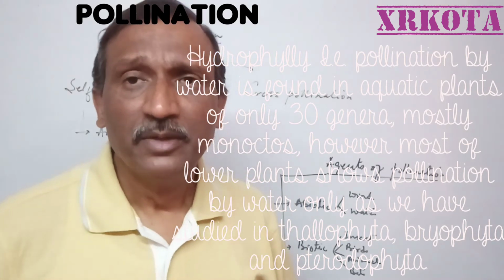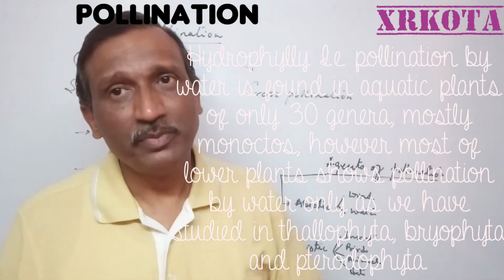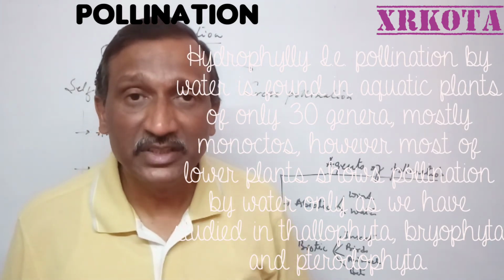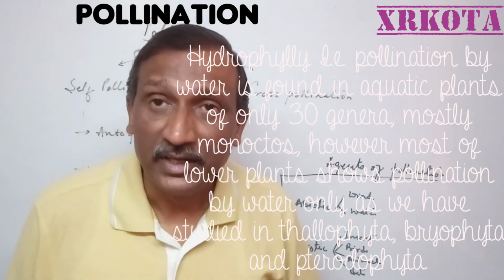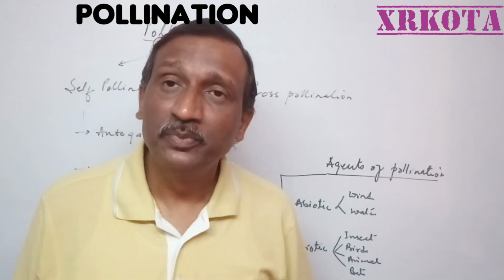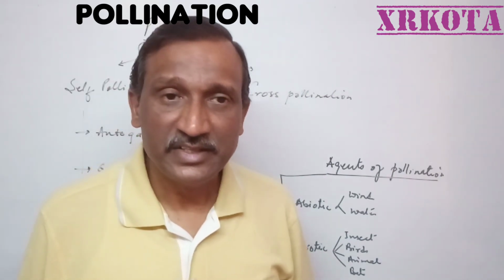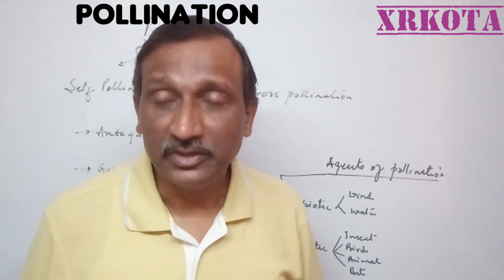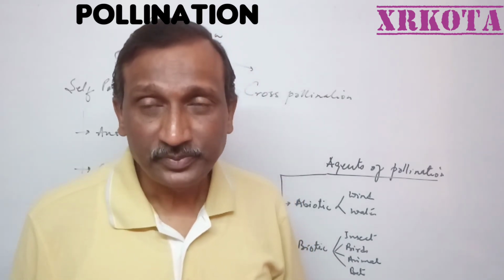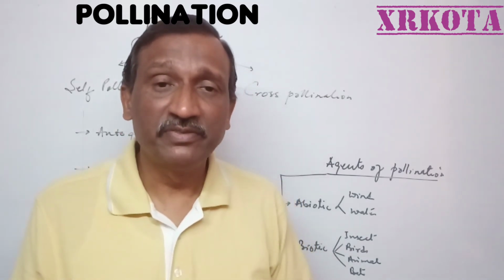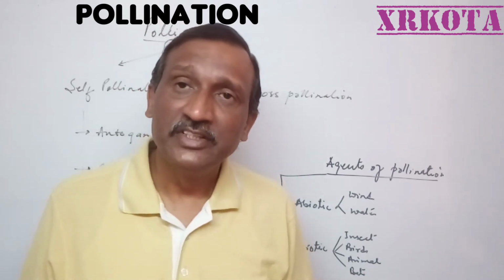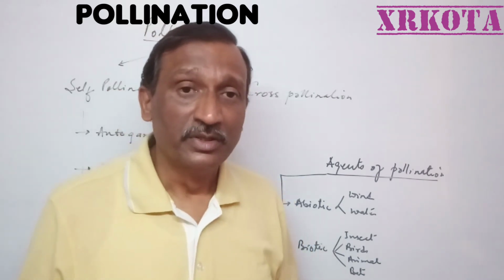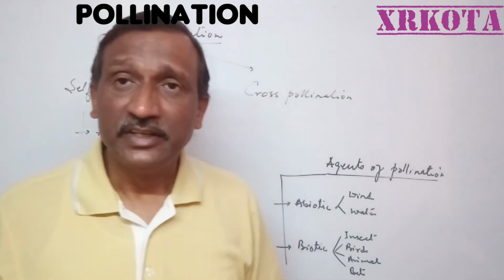Abiotic pollination, second agent is pollination by water. Pollination by water is essentially shown by aquatic plants, that is very much sure, but not all aquatic plants show pollination by water. A large number of aquatic plants even show pollination by other agents, maybe insects or birds. Only those plants whose flowers are found either on the surface or inside the water will show pollination by water.